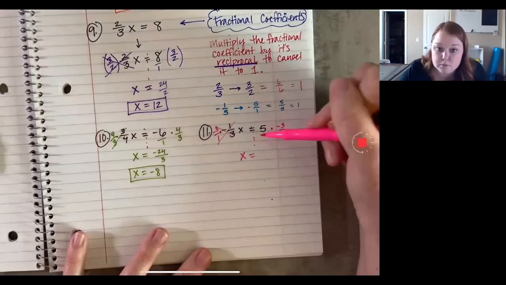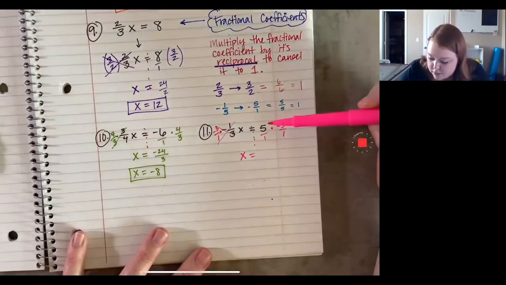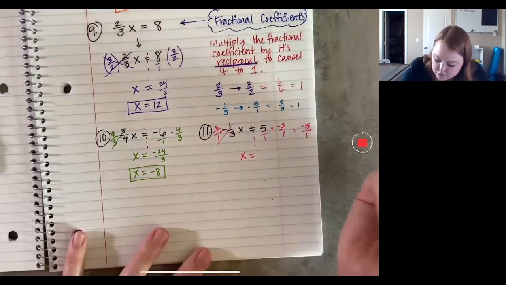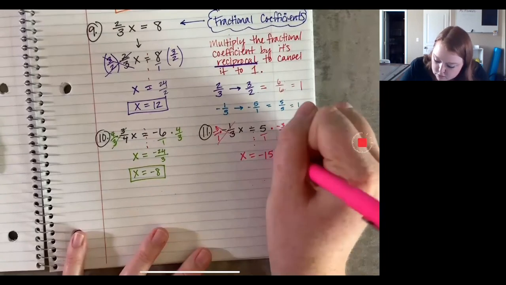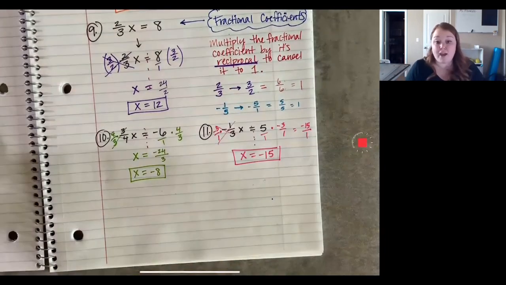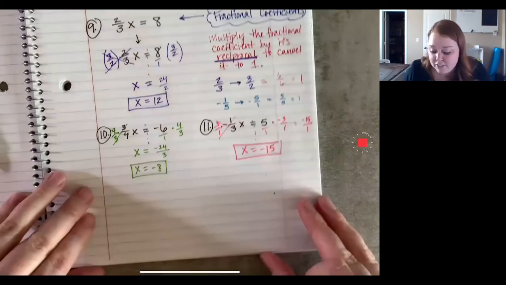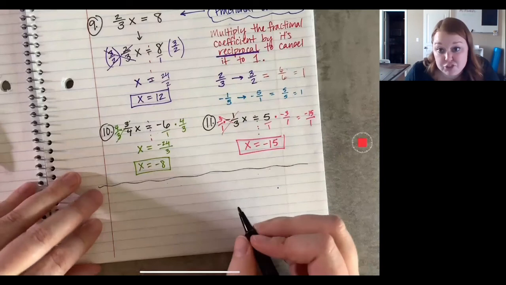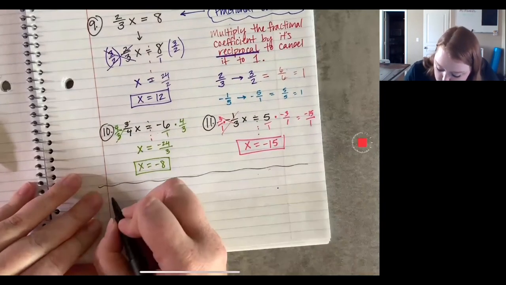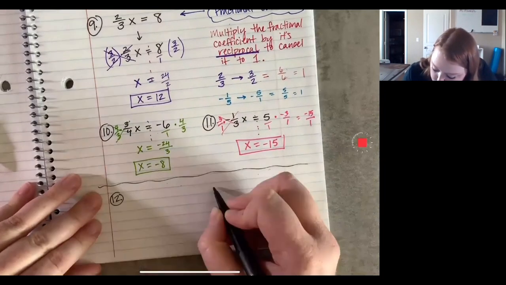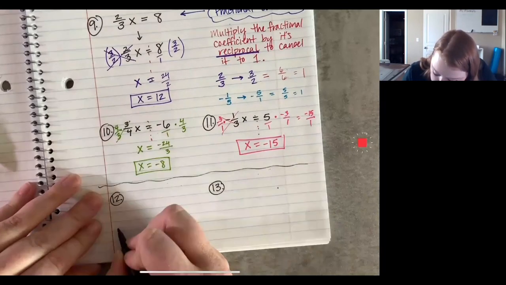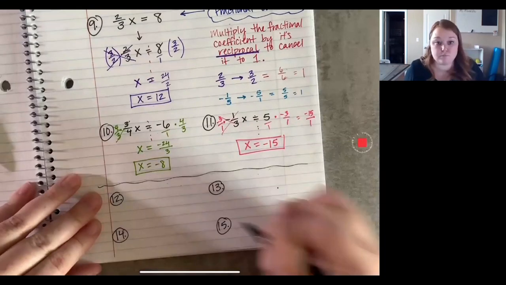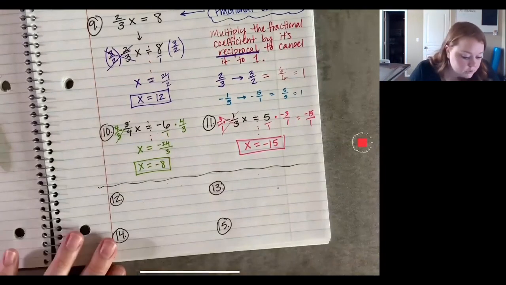Then I have to do a little bit of multiplication over here. 5 times negative 3 is negative 15. 1 times 1 is 1. Negative 15 over 1 is just negative 15. Final answer. Okay, so here are your practice problems that are going to turn into entry task questions. These are the problems I want you to do before you come to class. You have 4 one-step equations to do. That's it. Okay. Here we go.